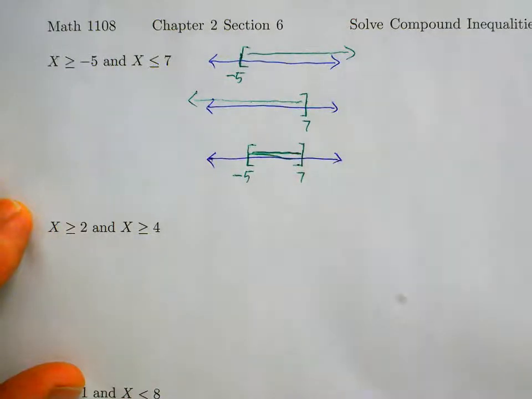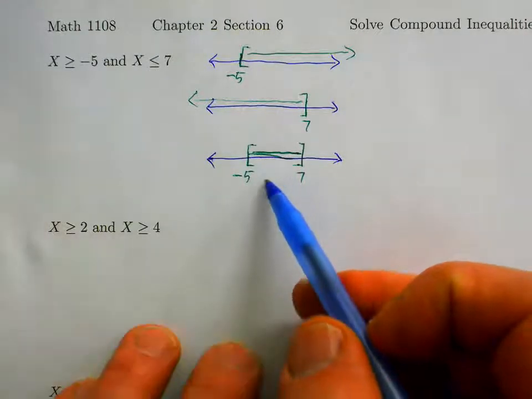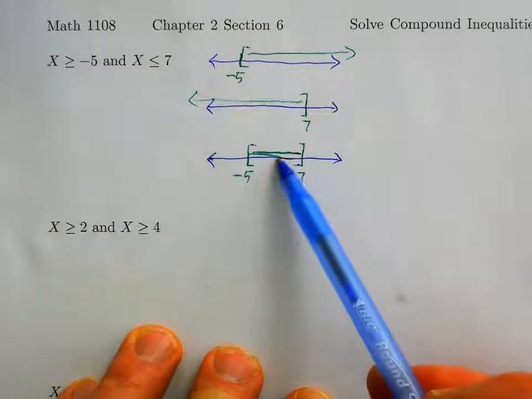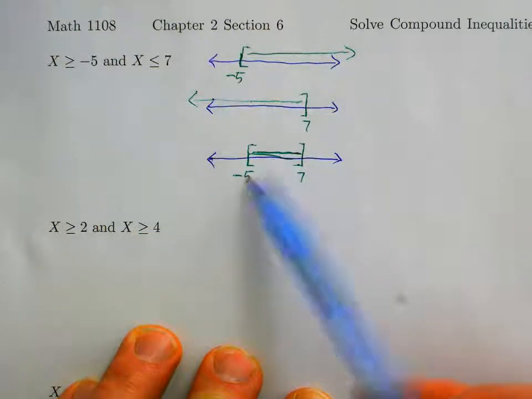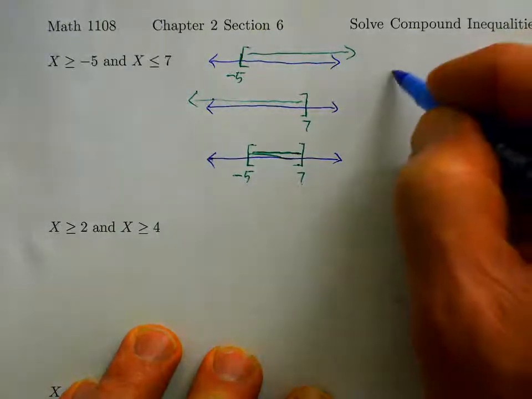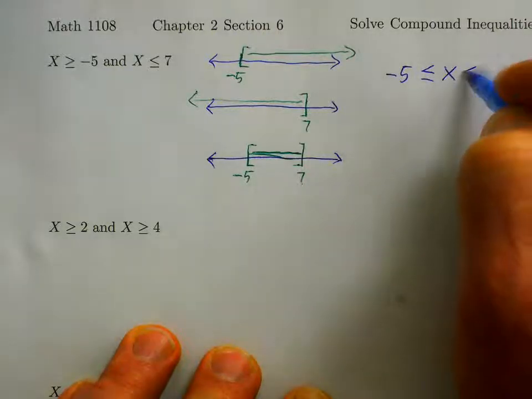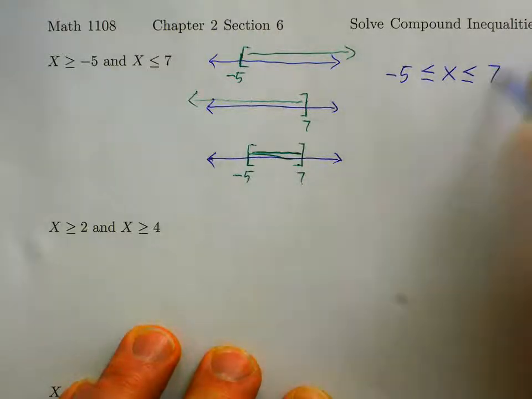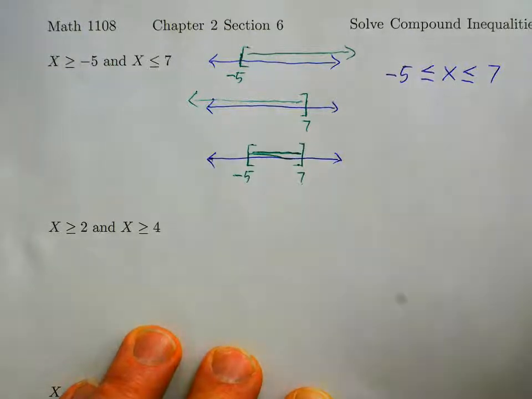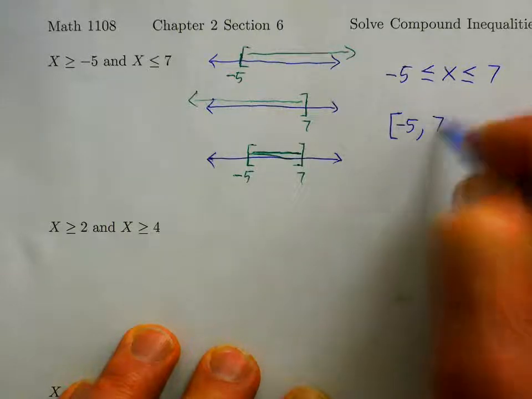And then the algebraic notation. A number x is in the set if it's between -5 and 7, and it could be -5 and 7. So the algebraic notation is -5 less than or equal to x, and x is less than or equal to 7. This is the algebraic notation. The interval notation, bracket -5, comma 7, bracket.